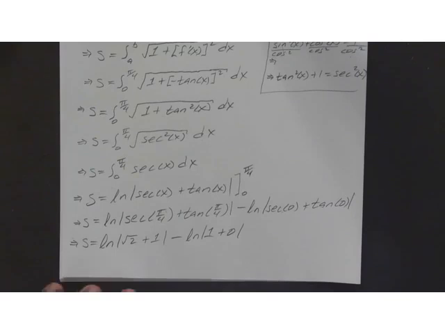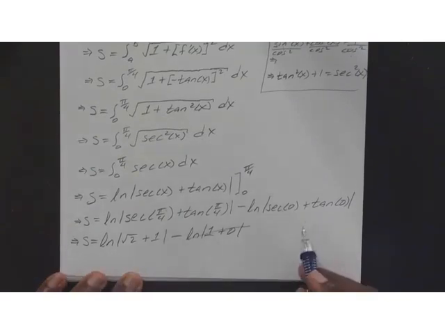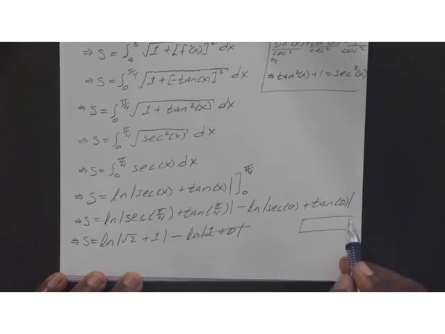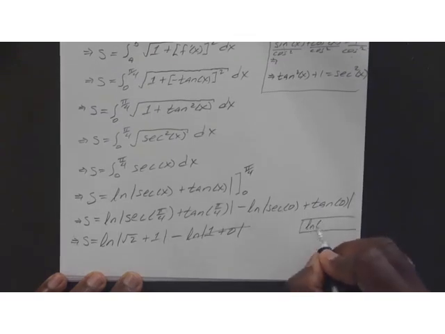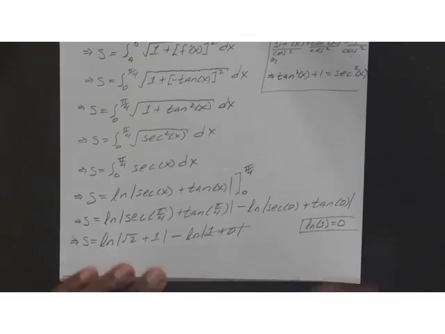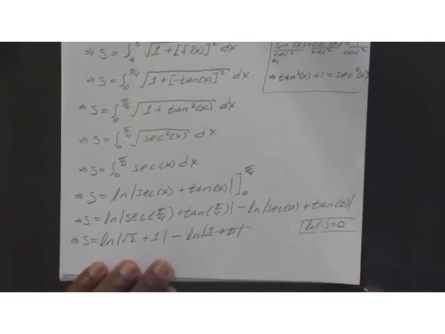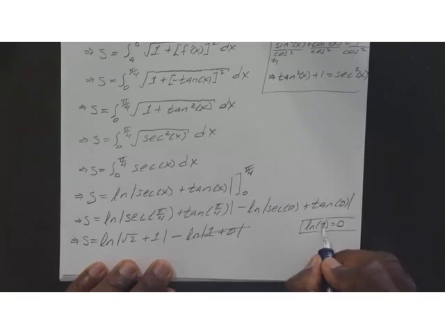Okay. Well, we know the natural log of 1 is equal to 0. Make a little side note of that. Natural log of 1 is equal to 0. Make that a little clearer. So that just disappears.